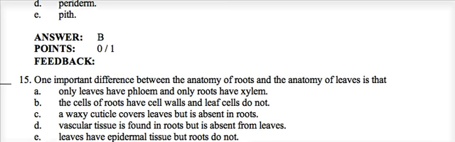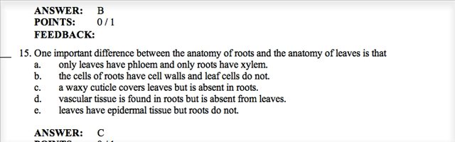And the answer is C. A waxy cuticle covers leaves but is absent in roots. So we're talking about what's different about leaves and roots. Think about what's different about the function of leaves and roots. Leaves are there to do photosynthesis and produce sugars, and the roots are there to pull in water from the soil. So xylem and phloem are throughout the plant.